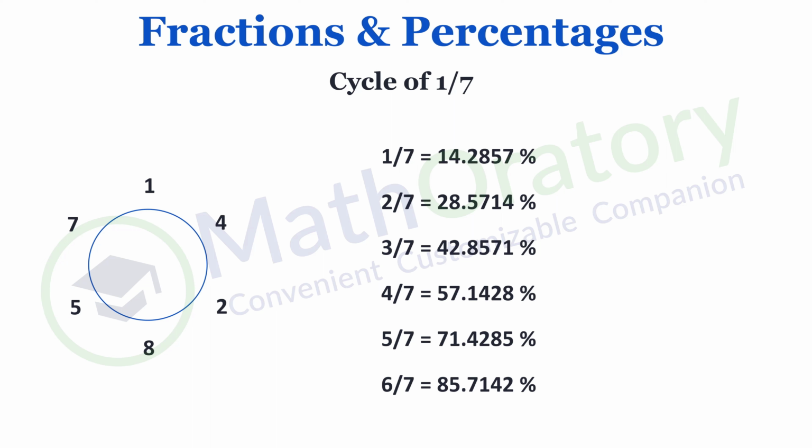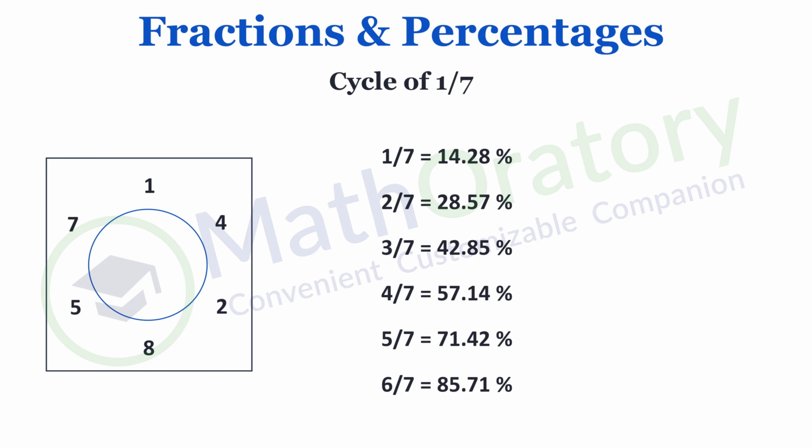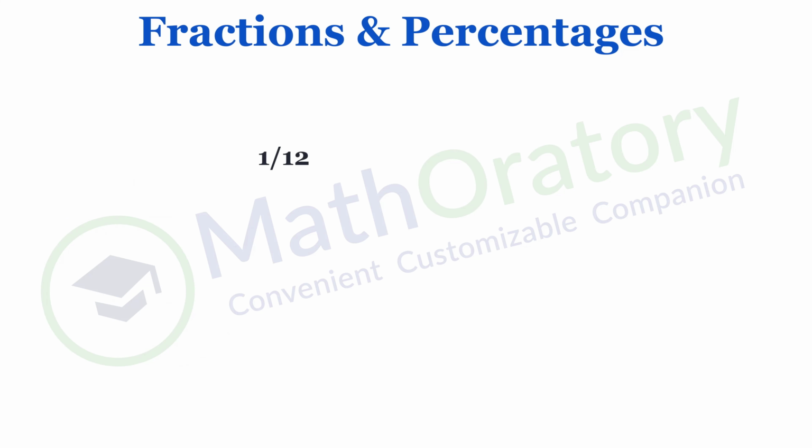One thing, you don't need to remember up to 4 decimal places, right? It's not needed anywhere. But the thing is, you have to remember the whole cycle because you need to know where to start and what to follow it with. Okay, now suppose I have something like 1 by 12.